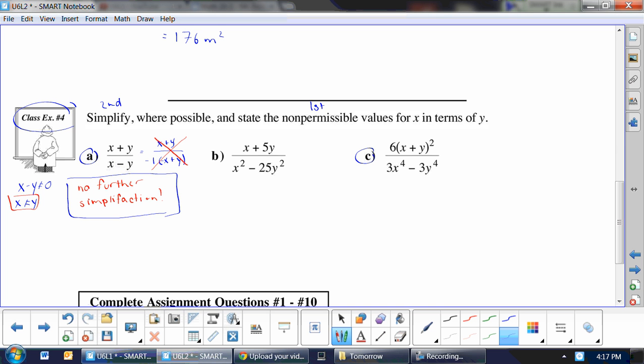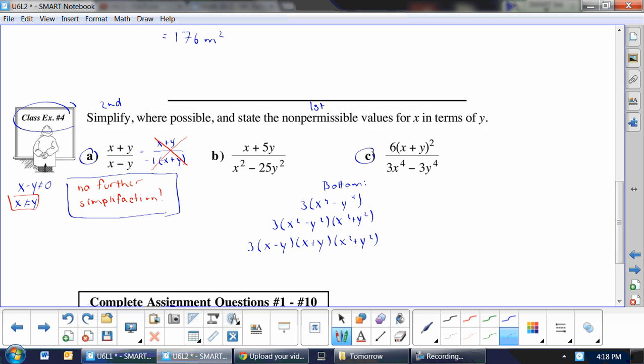And then for C here, to figure out our non-permissibles, this can be factored, so we can take a GCF of 3 out of the bottom. So we'll go 3 times x to the 4th minus y to the 4th, and now this is a difference of perfect squares, so we go 3 times x squared minus y squared times x squared plus y squared. And then this here is still a difference of perfect squares, so we get to do it again. We go x minus y, x plus y, and x squared plus y squared.